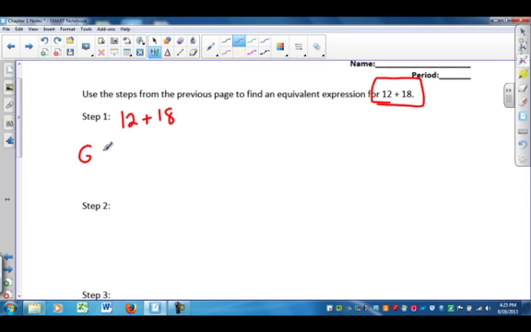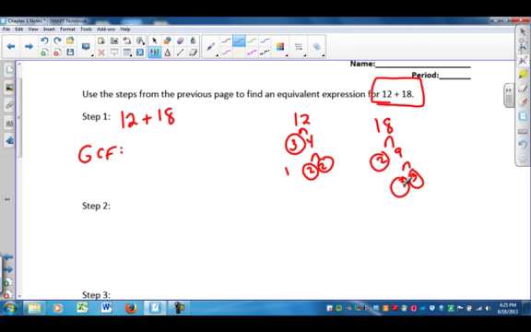So GCF. Okay. So we do our prime factorization over here. 12, 3 and 4, 2 and 2, 18, 2 and 9, 3 and 3. Okay. Hopefully that's easy for you by now. Hoping. Okay. And then finally we got 2 times 3 times 3.